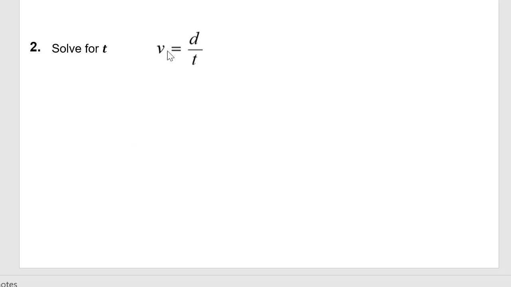Same equation again for velocity, distance over time. This time we want to solve for time. So in a problem you're doing, maybe you know the distance and speed or velocity, and you want to find the time. So we want to rearrange this so it says t equals. So t is on the bottom of this fraction, d is divided by t. So the way that we can move it up is if we multiply again both sides by t. On the right side, t's cancel, and we get t times v equals d.